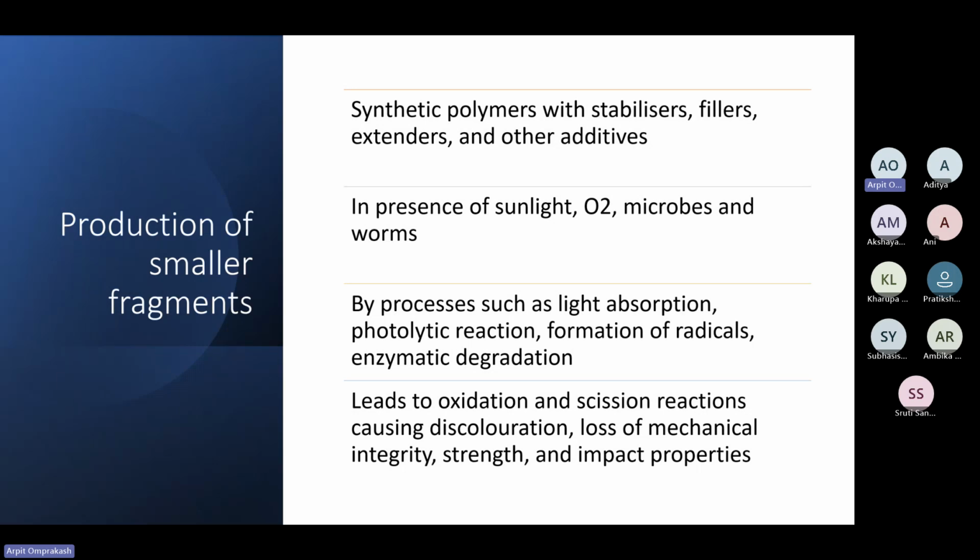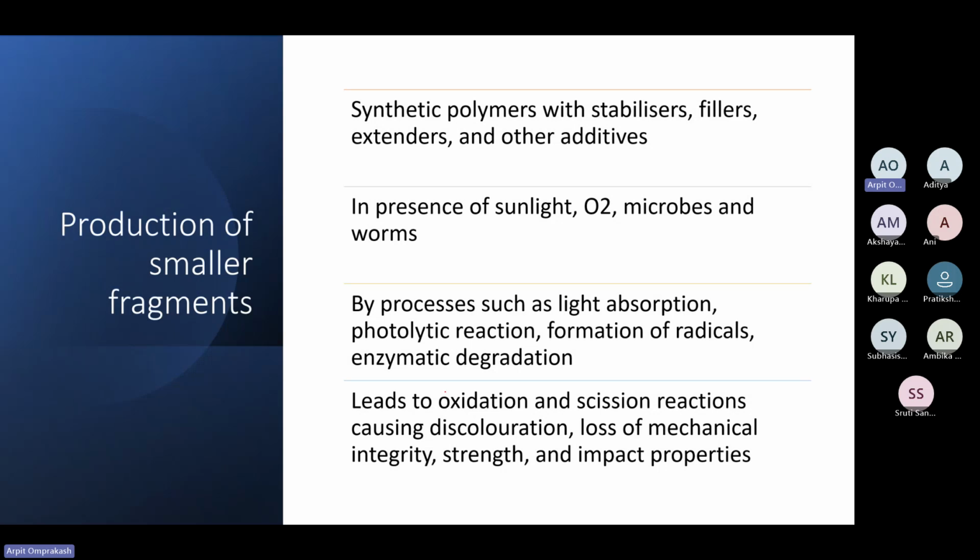So let's say you have a plastic which was white or transparent, and after some time, if you leave it out in the sun, it has changed its color. It has become discolored, a little bit orange or things like that. Right. And it would have also lost a lot of its properties such as mechanical integrity, strength, and other things. So basically, this leads to production of smaller fragments.